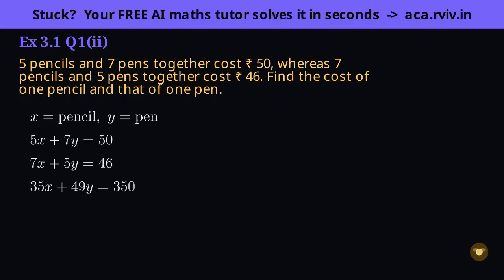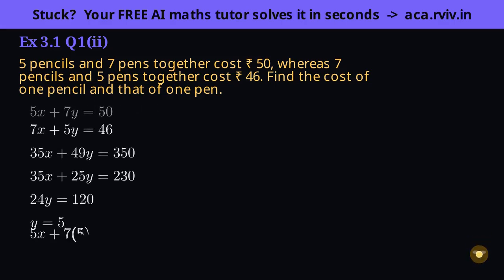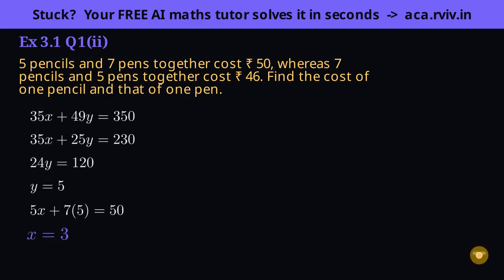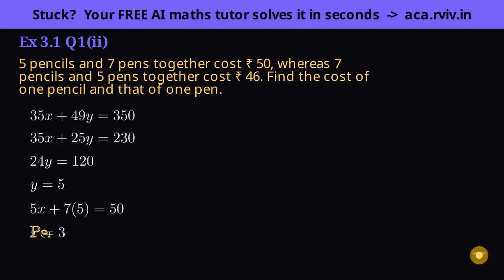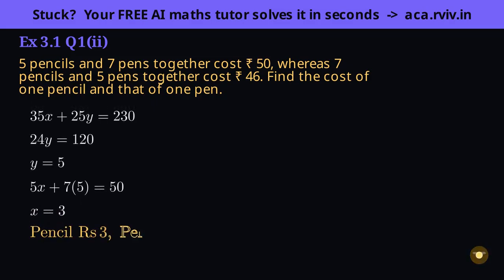First times 7. Second times 5. Subtract to remove x. Solve for y. Put y back into the first purchase. Solve for x. Insight, matching one variable's coefficient and subtracting is fastest when neither is already alone.